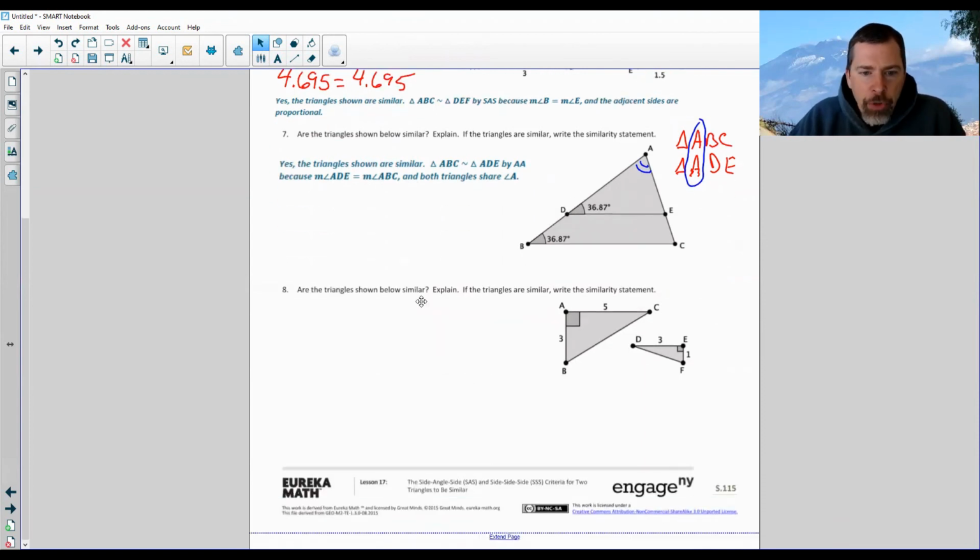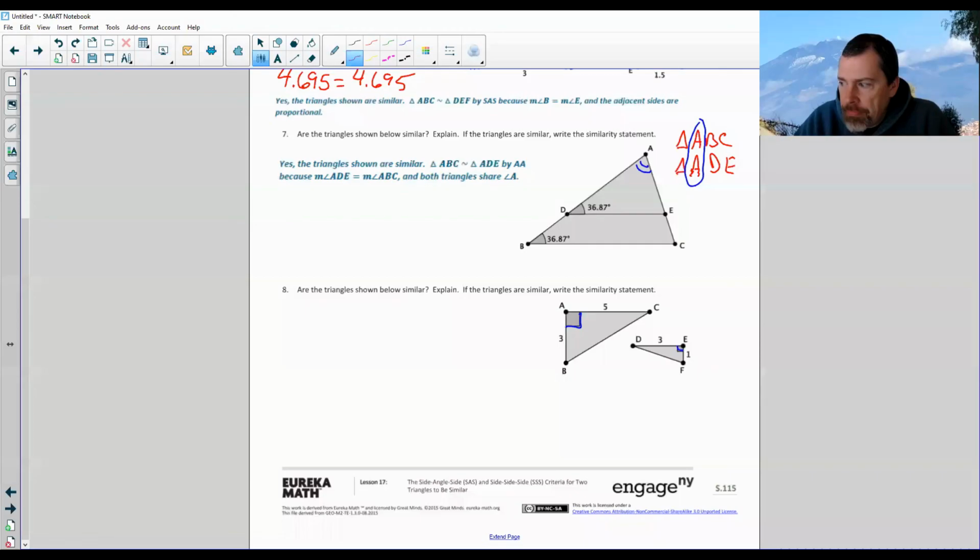And number 8, are the triangles shown below similar? Explain if the triangles are similar, write a similarity statement. So now we are given an angle and an angle. Okay, so we have right angles. So angle A is congruent to angle E. And notice where these sides are. We have this side, and this side, and the angles included. So this could be SAS. That's from the information we are given anyway.